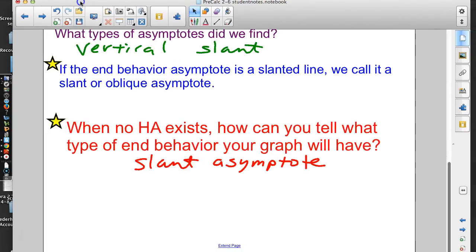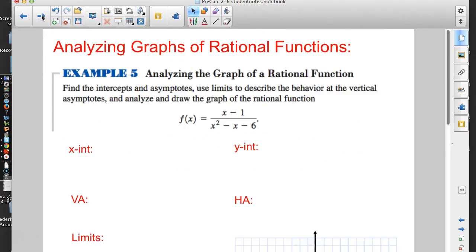All right, so, like I said, we're doing a lot of graphs on steroids, where the graphing part isn't necessarily the most difficult part because we're using the graphing calculator, but the rest of this is the math that we need to do. So analyzing the graph of a rational function, find the intercepts and asymptotes, and use limits to describe the behavior at the vertical asymptotes, and analyze and draw the graph of the rational function. So get everything you can out of this algebraically first before we go on.